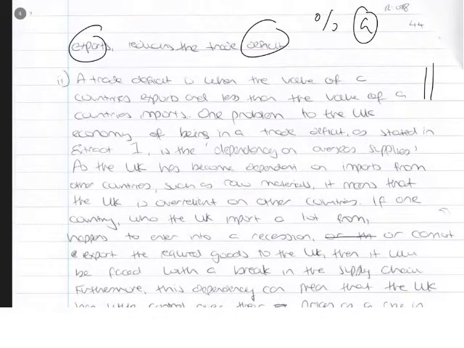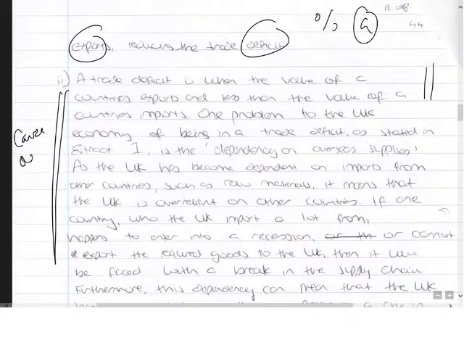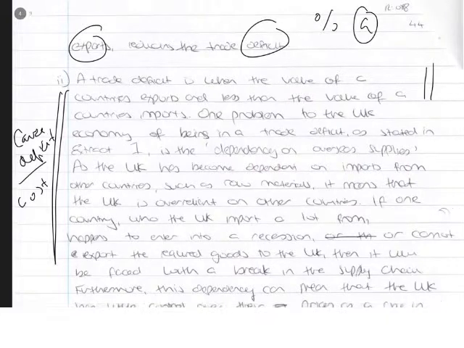Trade deficit is when the value of one problem of the UK economy of a trade deficit is the dependency on overseas suppliers. As the UK has become dependent on imports from other countries such as raw materials, it means that the UK is, if one of the countries who are the most, okay, what this is kind of focusing on is more the cause of the deficit rather than a cost or a negative. So the fact we depend on other countries is going to lead to the deficit occurring. It's not necessarily a negative of having a trade deficit.